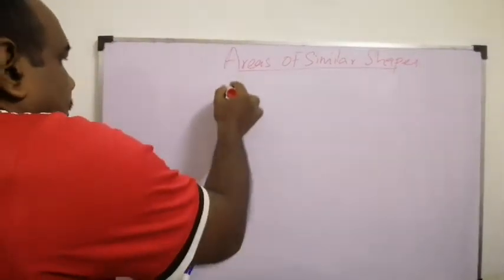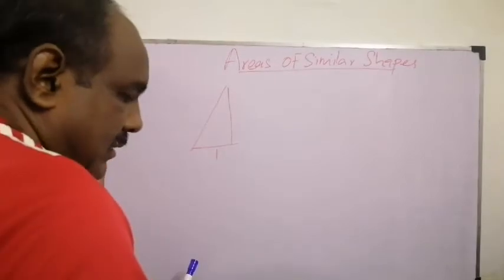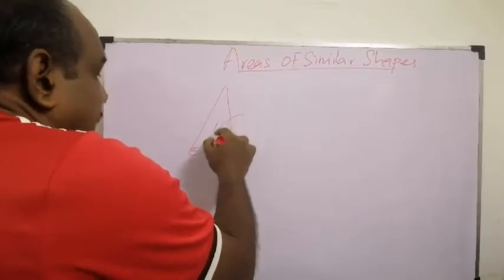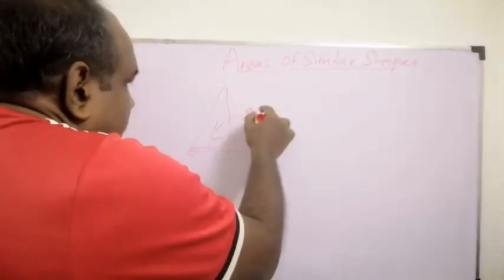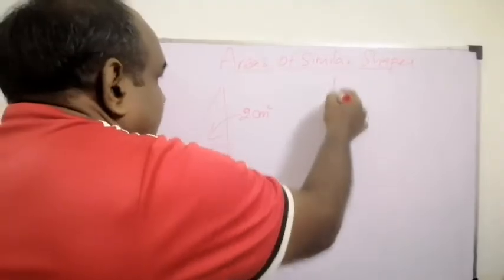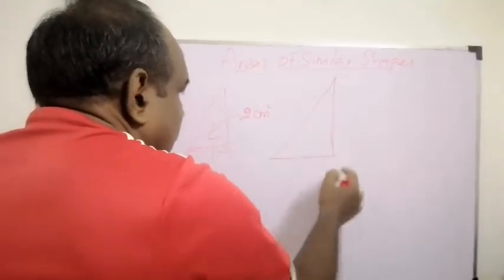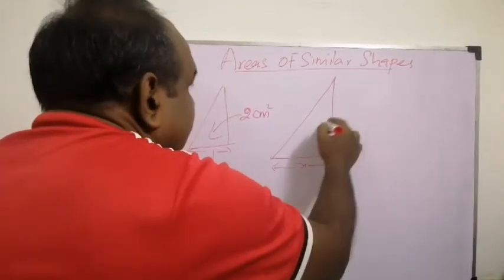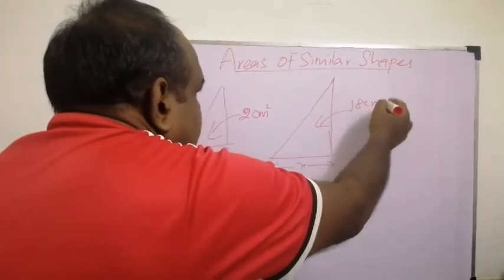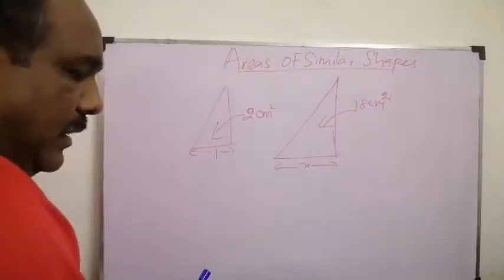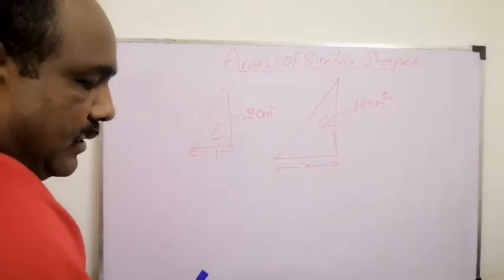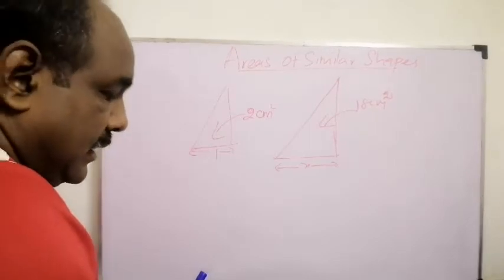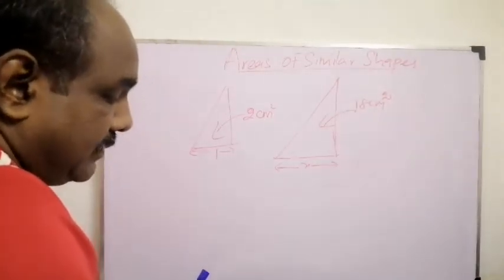A triangle, 1 centimeter the base, and the area given is 2 centimeters square. Another one is fairly big. This is going to be X centimeter, we don't know. The area is given as 18 centimeters square. Now we know that the proportion of their areas is going to be K squared.